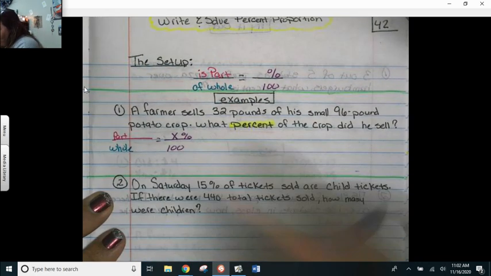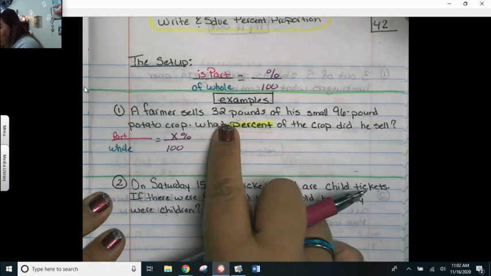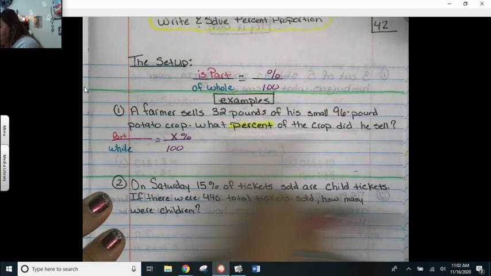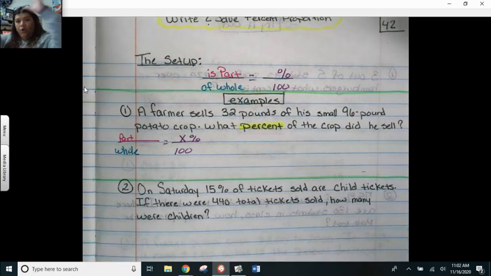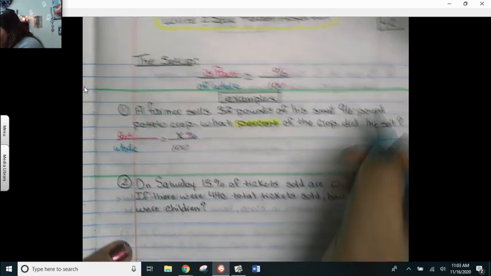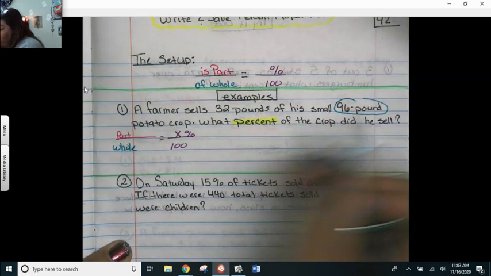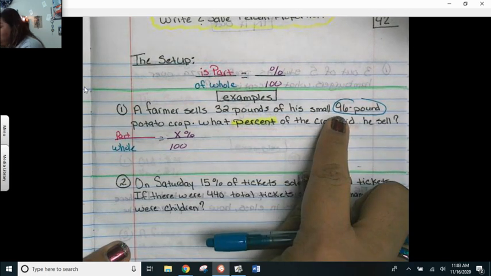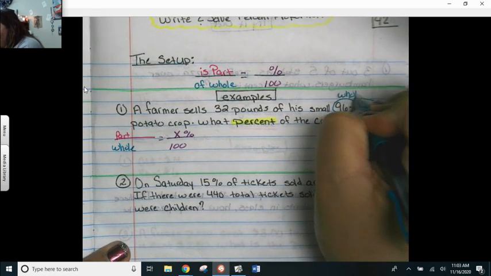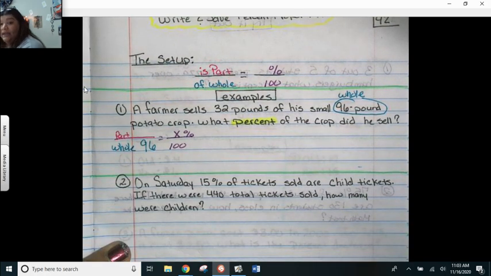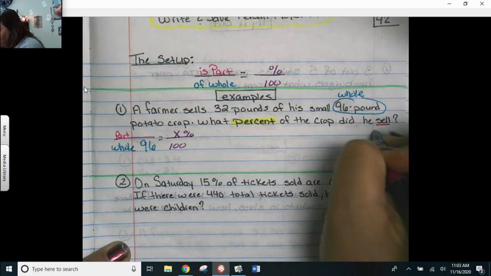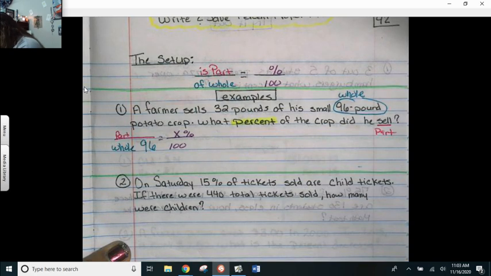So if we take a look here, it says a farmer sells 32 pounds of his small 96-pound potato crop. I always think the whole amount is the easiest to find. What is the whole amount of his crops that he has? He has 96 pounds of potato crop. So this is my whole amount, my total crops. So that 96 goes here. Now, we're just talking about the little part that he sold. This right here is the part.